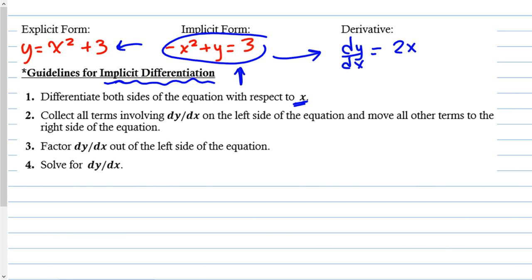Step 2, collect all terms involving dy dx on the left side of the equation and move all other terms to the right side of the equation. Step 3, factor dy dx out of the left side of the equation. And then step 4, solve for dy dx. So these don't make sense right now, but hopefully they will.